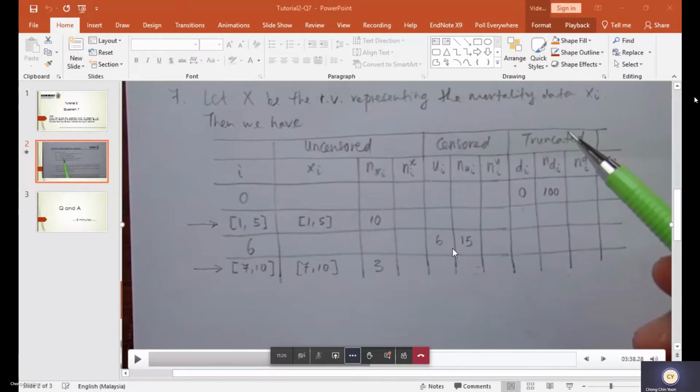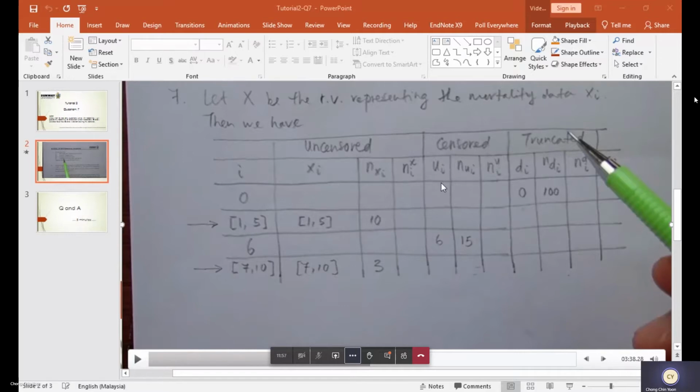The 7 to 10 cannot be written as 6 to 10. No, you must write 7 to 10. 6 is occupied, I told you. There's no overlapping. 6 is only for the censored value. It's not for the 6 to 10. 6 is only occupied by the censored, not by the uncensored. You must be careful with this. If you place it wrongly, then the whole thing will be wrong.